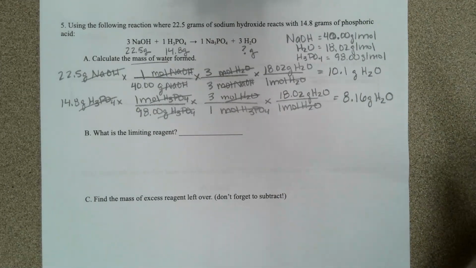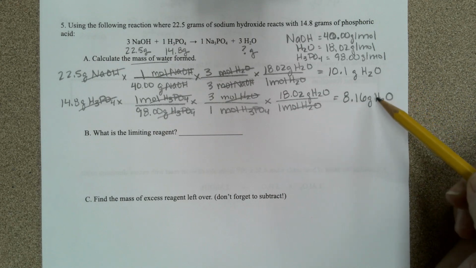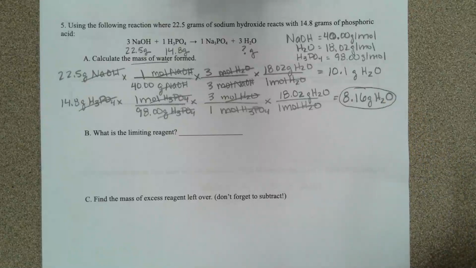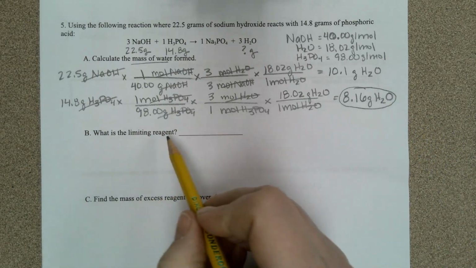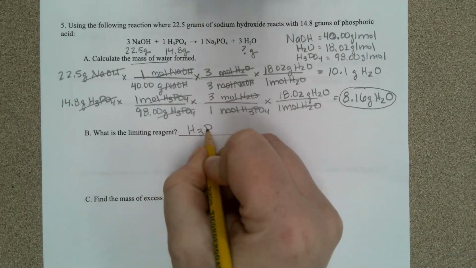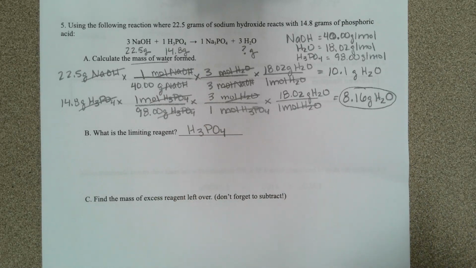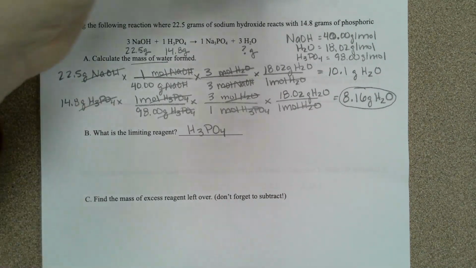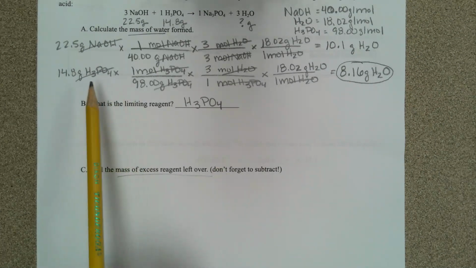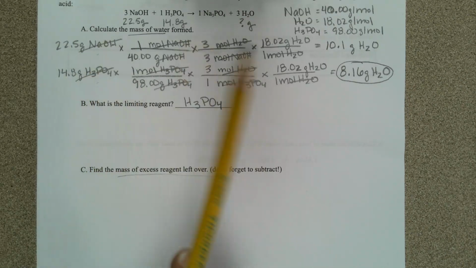Okay, so to determine which one is the limiting, we're looking for the least amount of water, so that's going to be our 8.16. So that's how much water is going to be formed. And then the limiting reagent is just, again, what did we start with for that 8.16 grams of water? It's our phosphoric acid. All right, last step of these types of problems is finding that excess reagent. So when you're trying to find the mass of excess reagent left over, again, remember you're starting with your limiting, and this time we're going to go from our limiting to our excess, which is our other reactant.